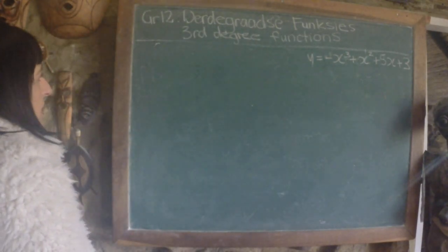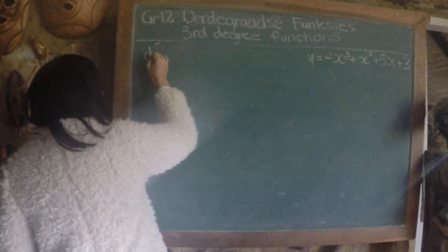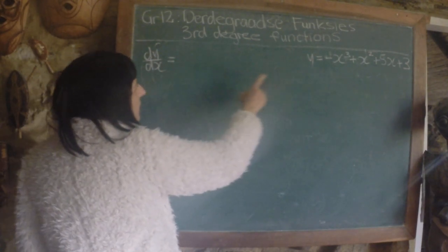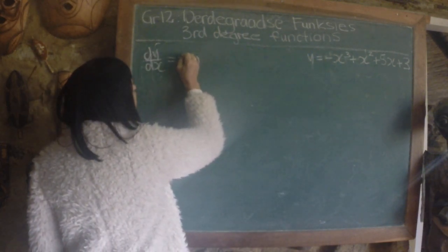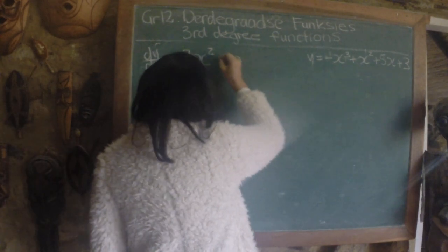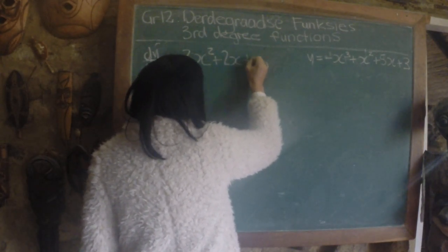third degree function. We start with the first derivative. Kom ons kry die eerste afgeleide, dy dx. Ons konsentreer bietjie mooi. Minus 3x kwadraat plus 2x plus 5.